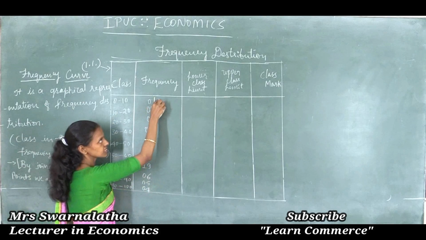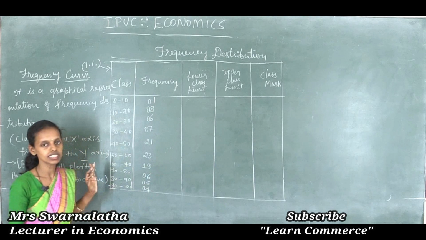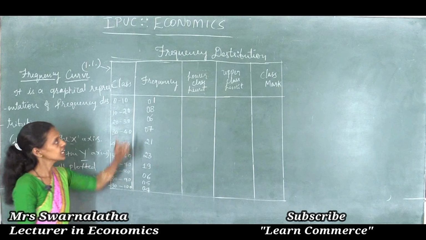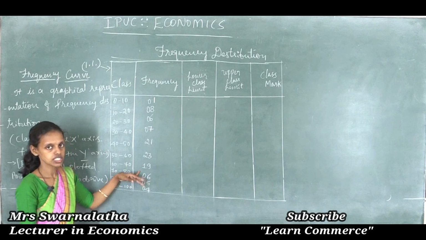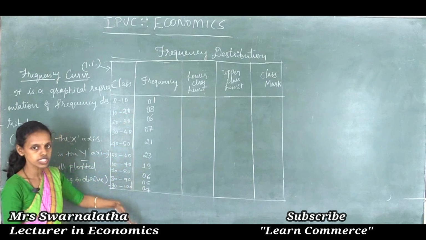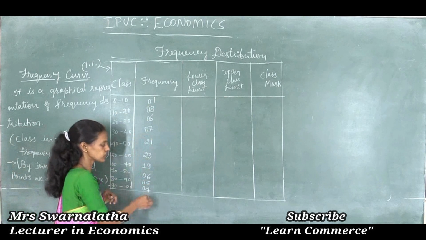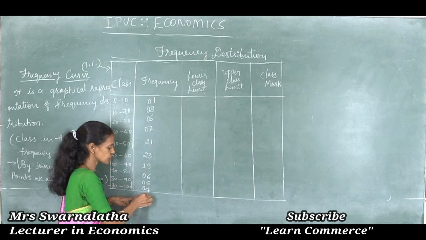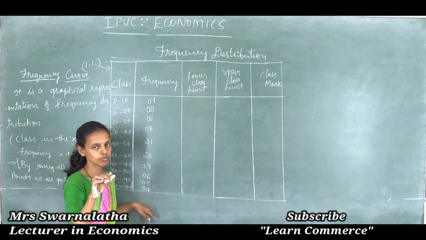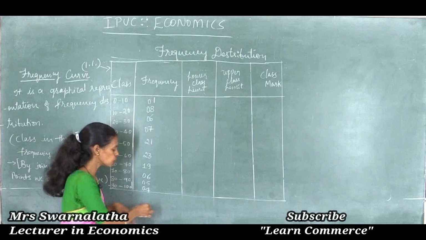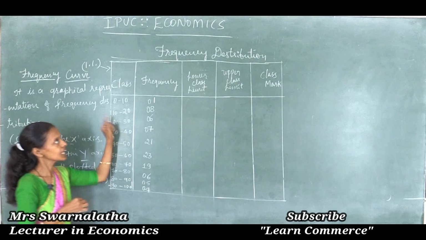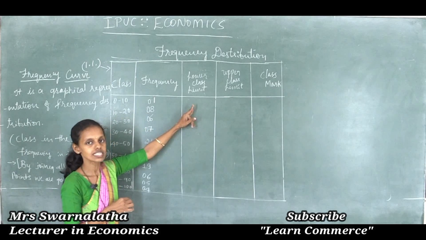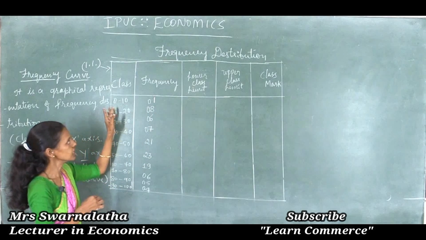So frequencies are the number of times values are repeated in the observations. Frequency means the number of times a value occurs in the observation. Adding all these frequencies gives N, the number of observations, meaning the total observations. N means total observations. Let us see the lower class limit in the example given.